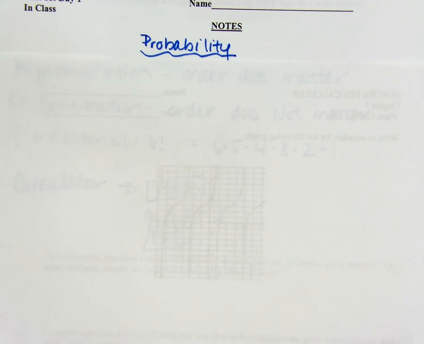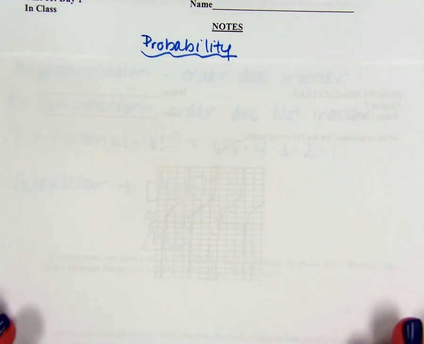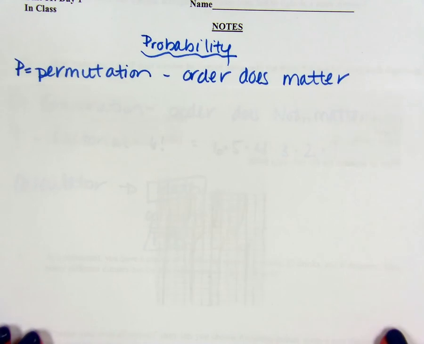If you guys need to pause the video to copy down what I have in the notes, please feel free to do that, and then we'll dive into some example problems. So there's 4 different types of probability that we're going to be talking about today. We're going to use the uppercase P for permutation. For one of those, and that's when our order does not matter.